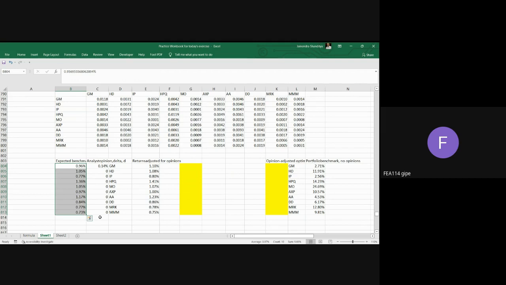What the analyst is thinking is that the 0.96 which General Motors was expected to deliver is a slight understatement. So the analyst has a feeling that this 0.96 is actually 1.10. It is not 0.96. So the analyst is introducing one more factor, called the analyst opinion delta. It means the analyst has a feeling that all other stocks are absolutely okay.